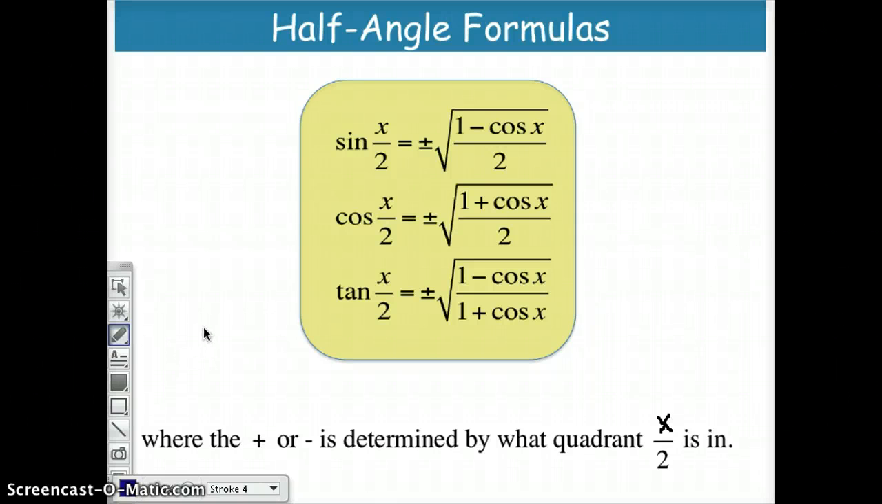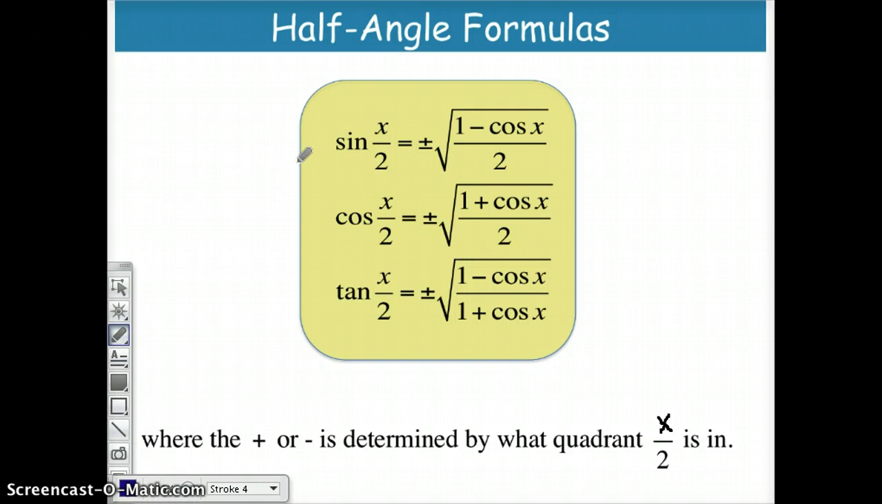For part 2 of this video, we are going to be covering the half-angle identities. The half-angle identities can be used to find the exact trig values of non-standard trig angles by multiplying them by 2 and using that value in the half-angle formulas.